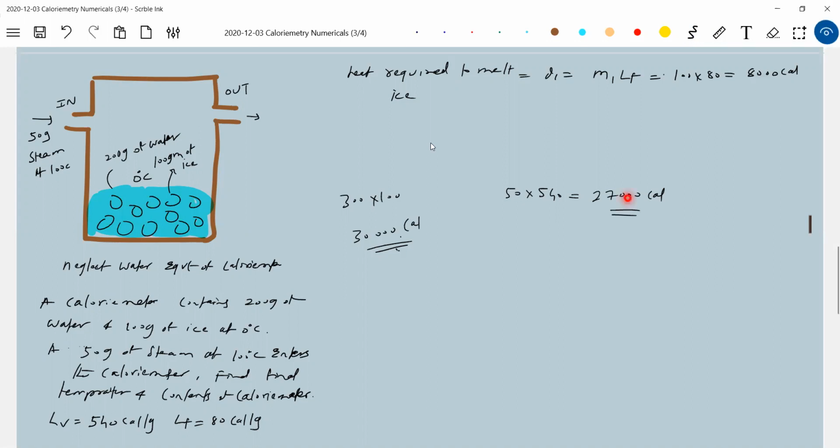No, look at this. Already that 8,000 calories you have to spend for melting ice. And 30,000 is needed to raise the temperature from 0 to 100. So total how much is needed? 38,000. But how much can the steam have at maximum? 27,000 calories only. So what do you expect now? Will all the steam condense or will a part of the steam condense?